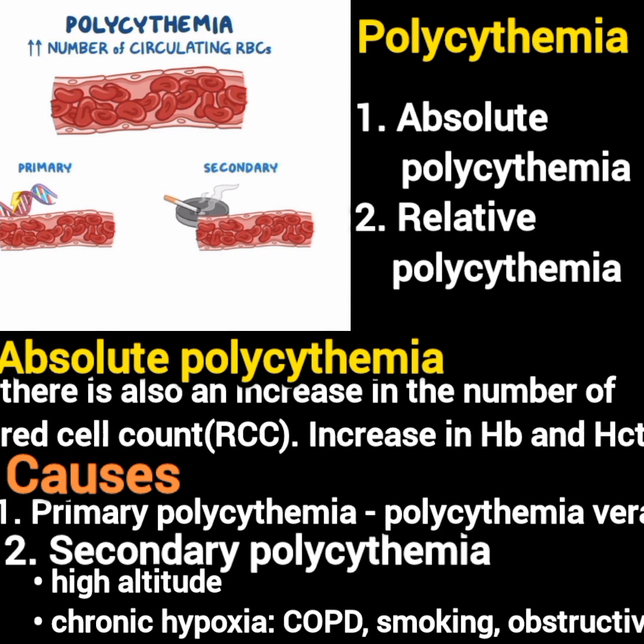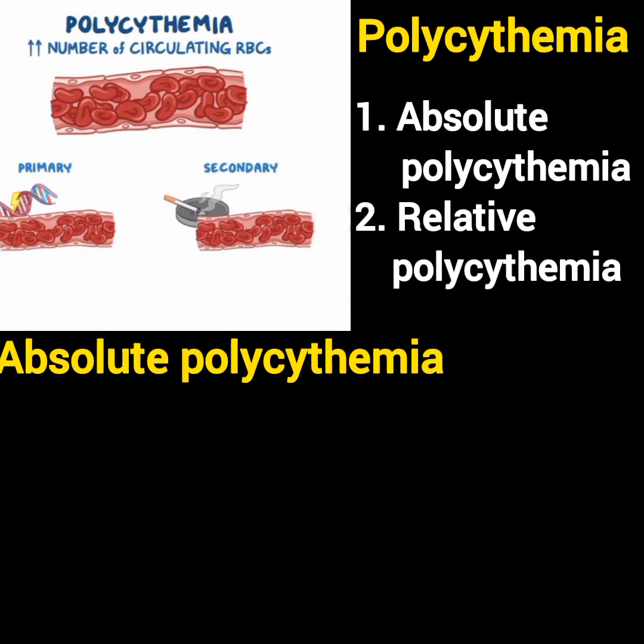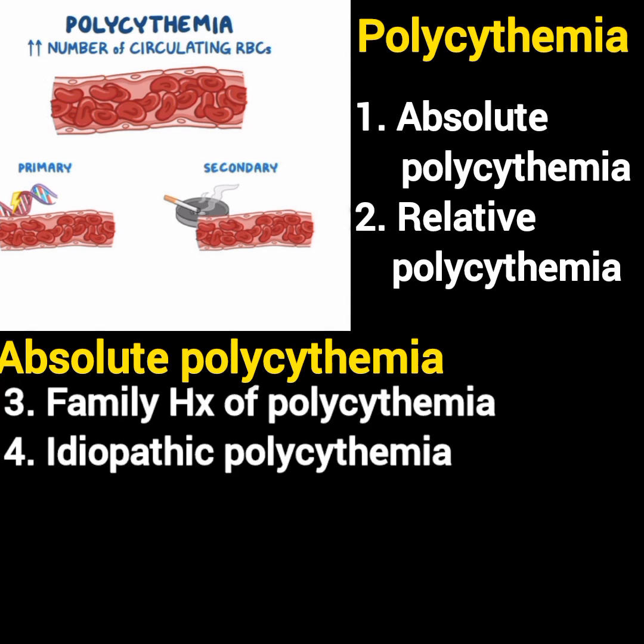Erythropoietin stimulates the bone marrow to produce more red blood cells. The red blood cells increase to compensate for low oxygen levels. And in family history, genetic predisposition can increase the risk of developing polycythemia, and also idiopathic polycythemia, where we don't know the cause.